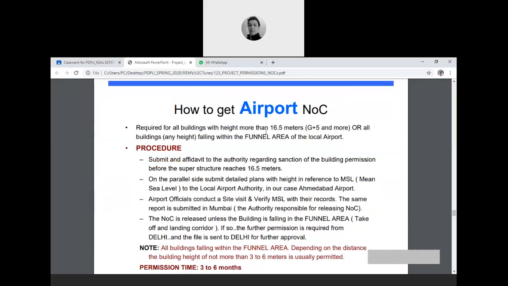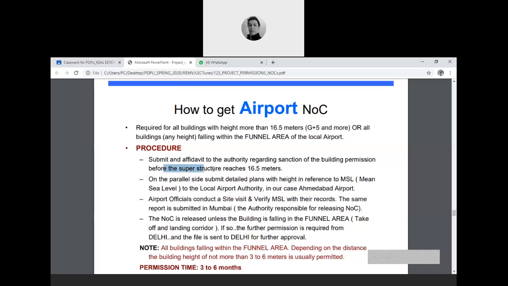Now, if your building is below 18 meters, but it is still falling within the funnel area, which is the area around the airport where the flights take off and land, then despite the height, you still have to get the NOC from the airport. So the procedure is you need to submit the affidavit to the authority regarding the sanction of building plans. All the building plans that you submitted to the UDA or the corporation, you have to also submit to the airport authority.